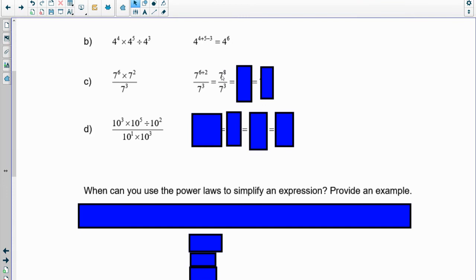When we divide powers which have the same base, you take and you subtract the exponents. This becomes 8 take away 3, so your answer should be 7 to the 5.